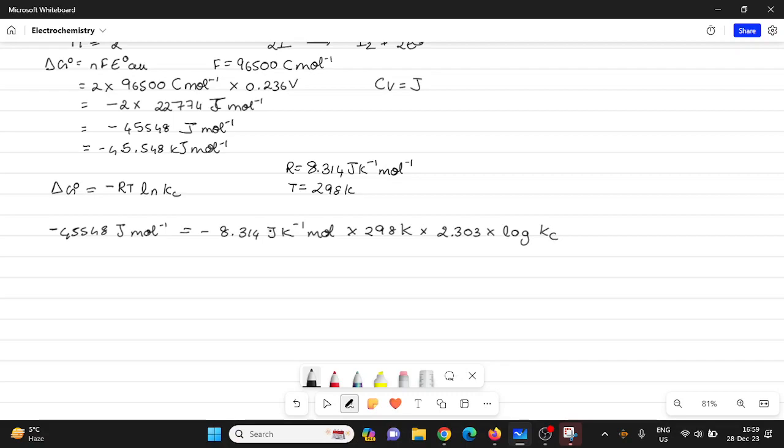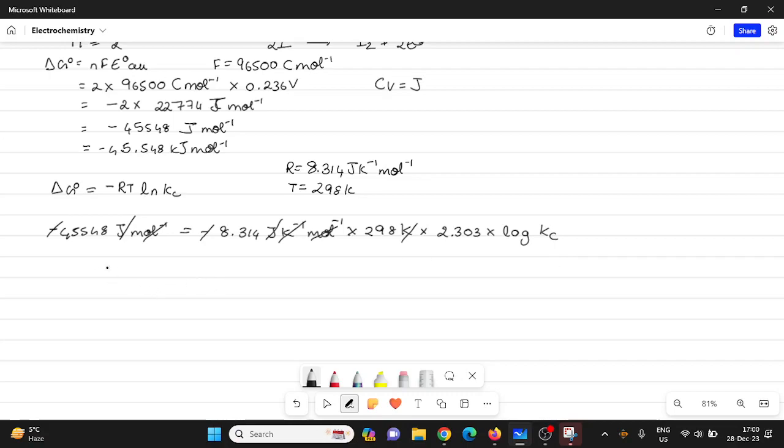First, let's look at the units, because that's my favorite part. Joules and joules get cancelled. Negative sign and negative sign get cancelled. Per mole and per mole get cancelled. Per Kelvin and Kelvin get cancelled. So you have no units, because Kc is a constant. You don't have any units for Kc, and that's fine.